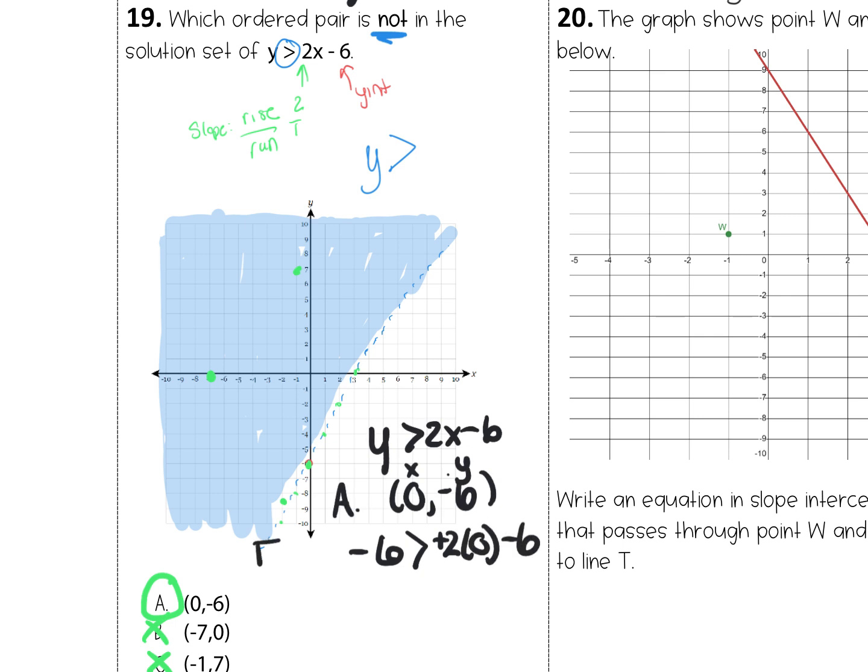If you type this in the calculator, it's going to say false, which means it's not a solution. Because negative 6 is greater than 2 times 0, which is 0, minus 6. Negative 6 is not greater than negative 6. That's not true. Those two things are equal. Whereas if you plugged in B, C, or D into the calculator and pressed enter, it would say true, meaning they are an answer.